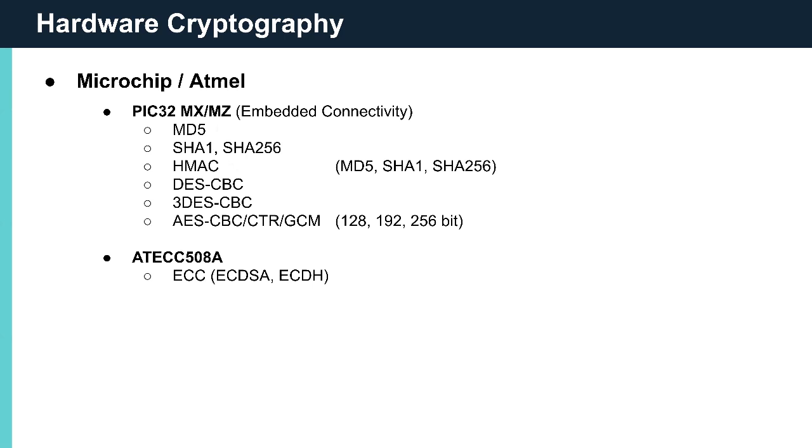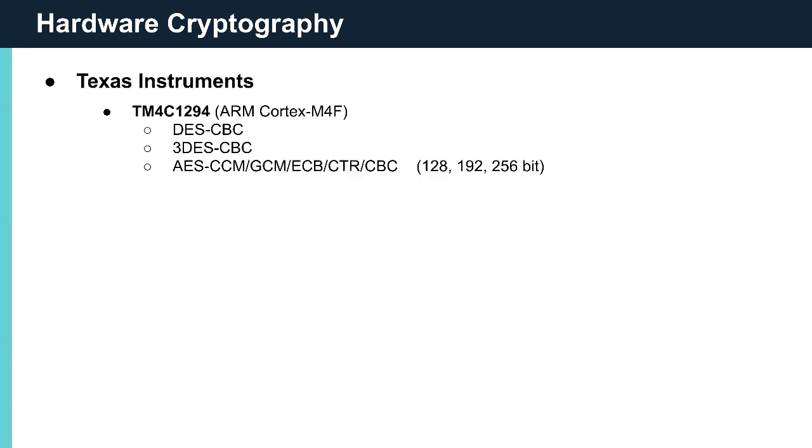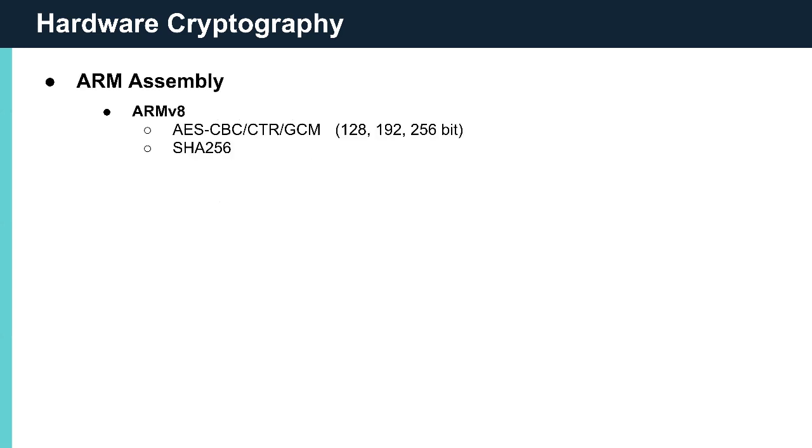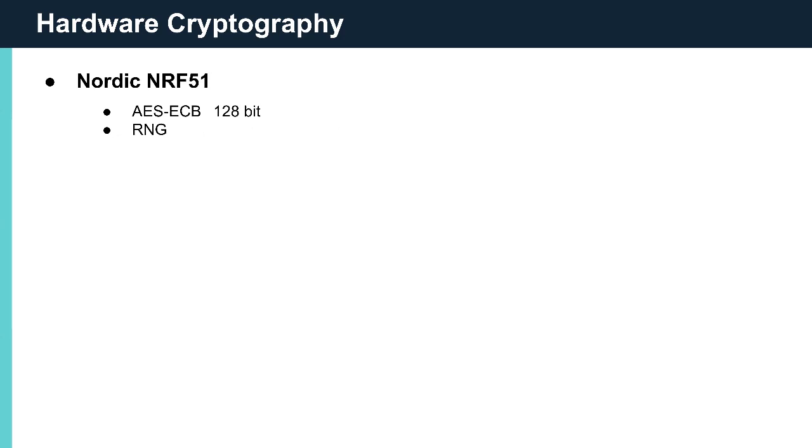Microchip Atmel, the MXMZ has some hash and bulk encryption acceleration. Their AT ECC 508A and 608A are accelerating ECC, which is interesting. They can also act as a secure element, storing some of those keys in the module. From TI, the TM4C 1294. We do support general ARMv8 assembly for AES and SHA. The Nordic NRF51 for AES and RNG.